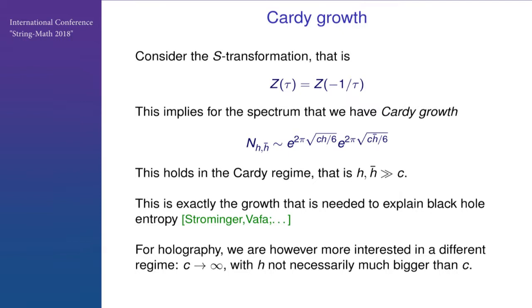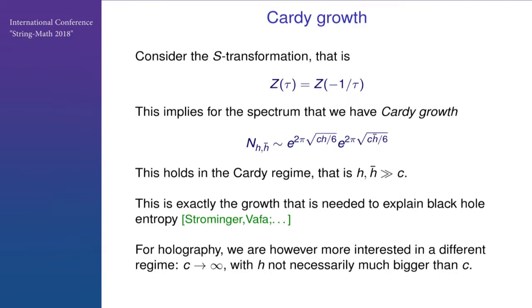For holography, this is crucially important because this behavior is exactly what's needed in order to explain the entropy of black holes. However, even though this explains the entropy of black holes in this regime, it is not necessarily the regime that we're really interested in for holography. We may be interested in that regime, but there are also other regimes that are of importance. In holography, usually we want to consider some classical or semi-classical limit, which in this case means we want to send the central charge to infinity.